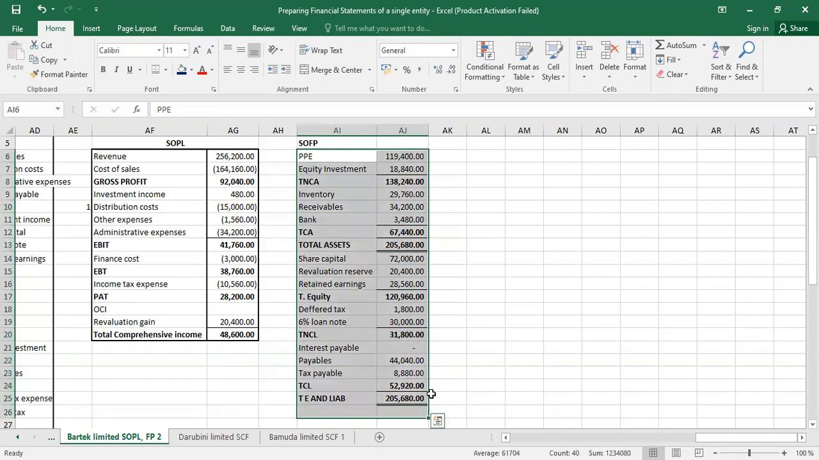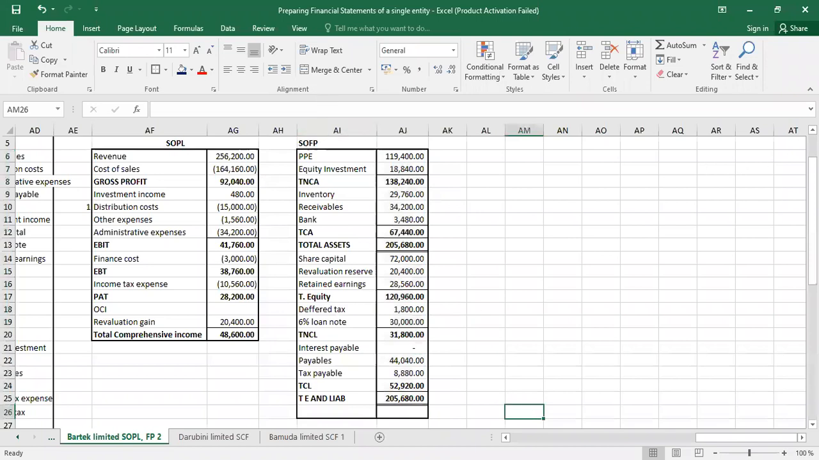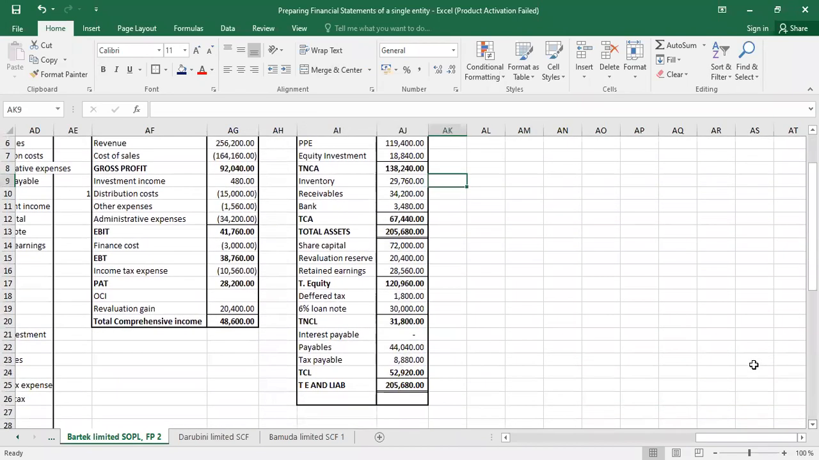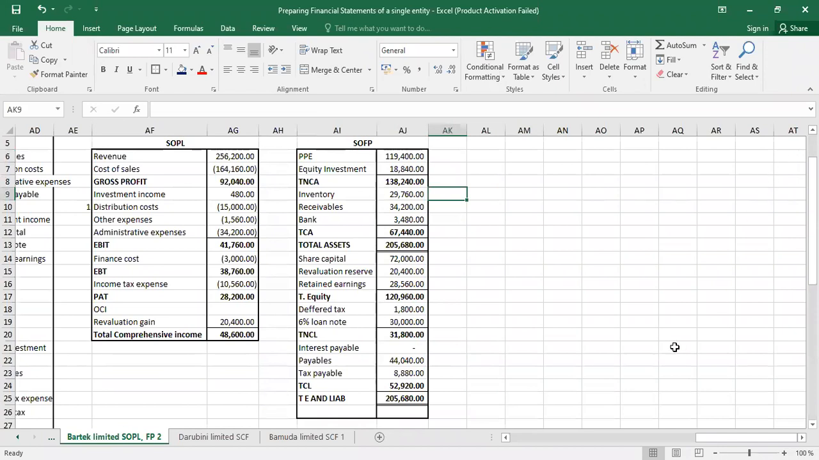So Alt HBT, Alt HBT, then I'll merge here, Alt HMC, isn't it? So that's how we prepare the respective statements, isn't it? I think by now you can prepare on your own, isn't it?